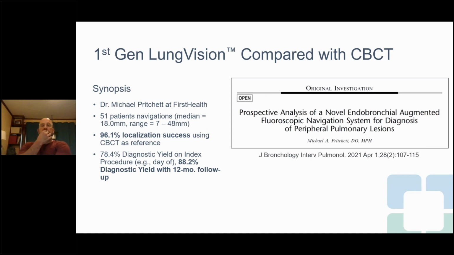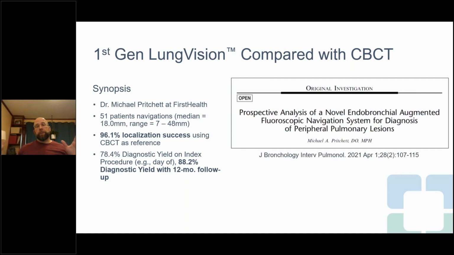Mike Pritchard put together the next study. This was 51 patients. This is a single center study. 1.8 centimeters in size, so pretty similar in size with a tighter range, 7 millimeters up to about 5 centimeters. Now, he did something different. He used a fixed cone beam to show that he was where he claimed to be according to the navigation with Lung Vision. And 96% of the time, he was where he thought he was according to the target. His day of procedure, index day diagnosis, was 78%.